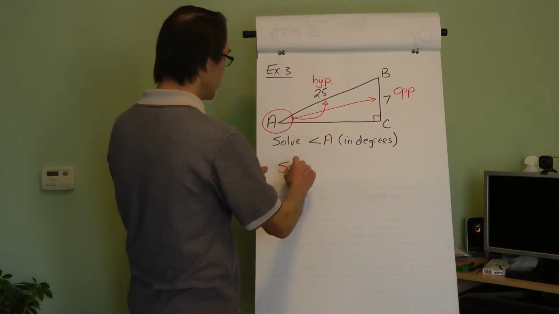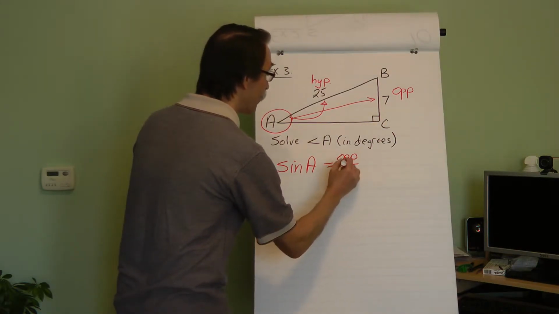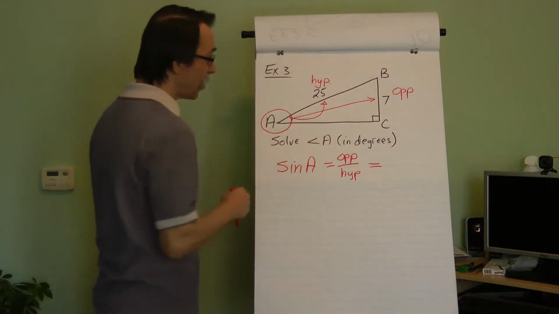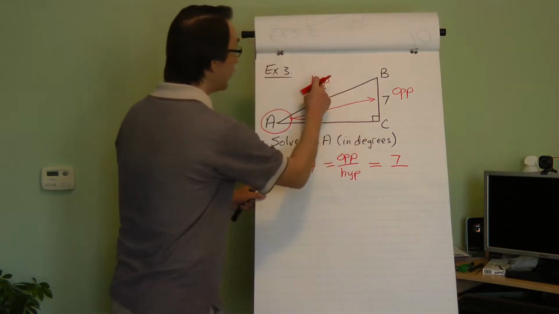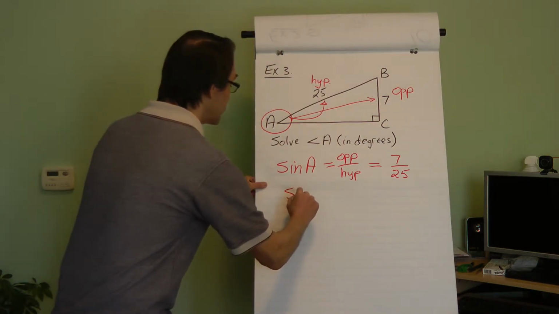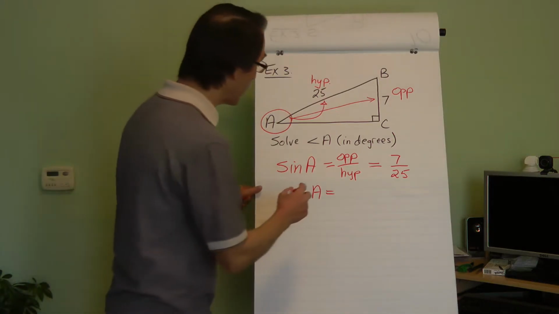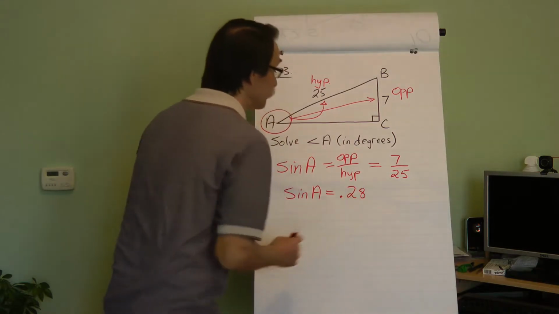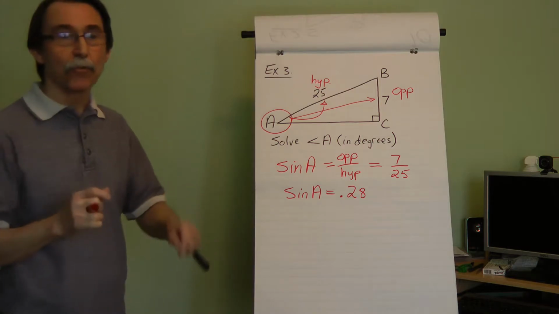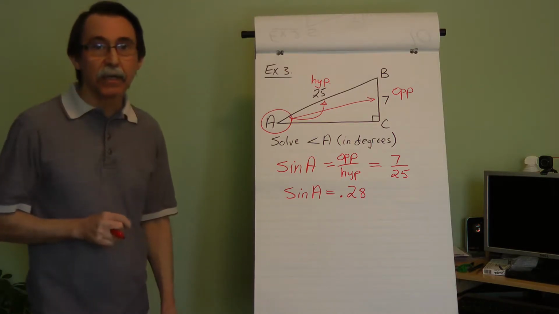So we're going to say sine A is equal to the opposite over the hypotenuse. And I'm just going to keep going this way for now. In this case, the opposite is 7, and the hypotenuse is 25. So ultimately then, sine of A is equal to 7 divided by 25, and 7 divided by 25 is 0.28. So 0.28, the calculator knows what ratio or what angle creates that ratio. And we're going to get the calculator to tell us, and we're going to use the sine inverse key.